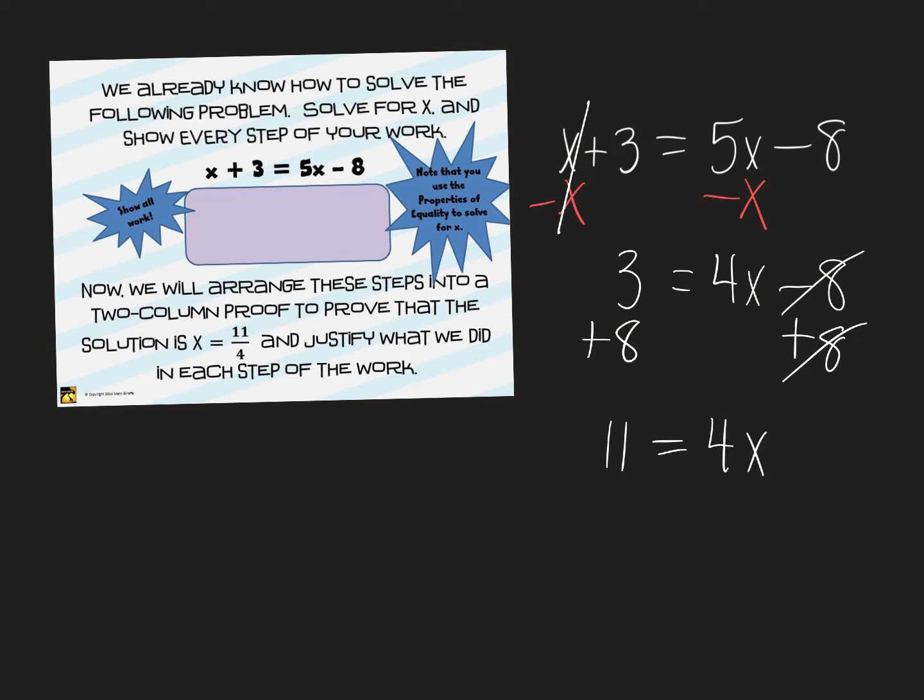Now to get x by itself, we have to get rid of that 4. So 4x means 4 times x. So to cancel out the 4, we have to do the opposite of times, which is divide. So we get x equals 11 over 4. So now let's put that into the format of a proof.